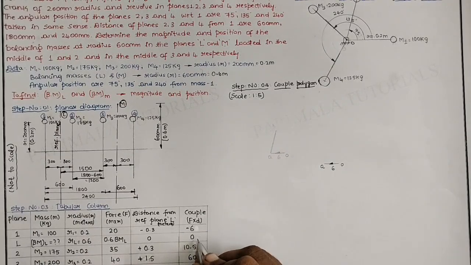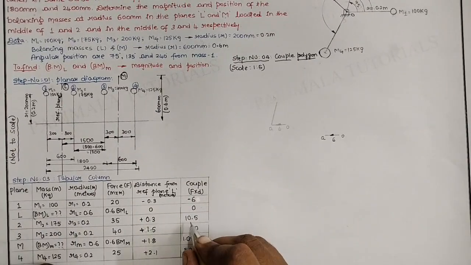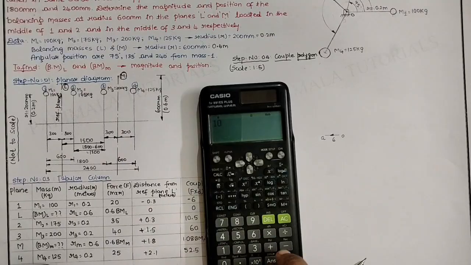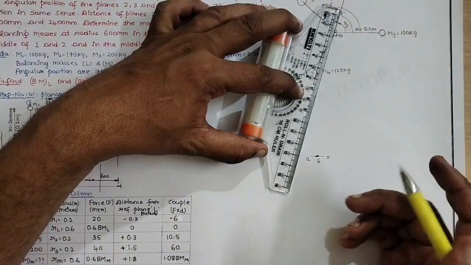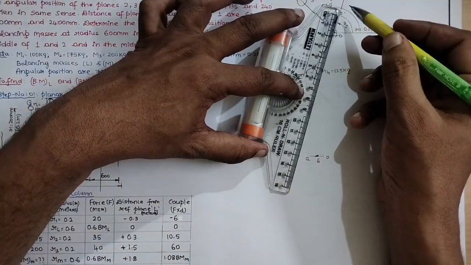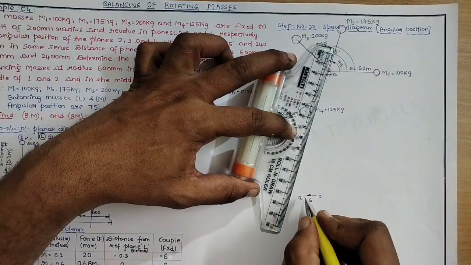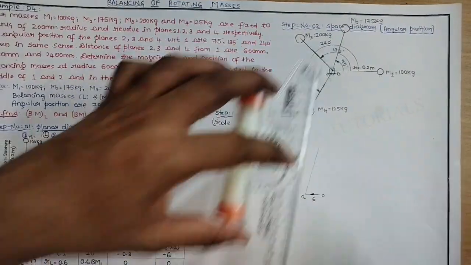Moving further, the balancing mass value here is 0. The couple on M2, the couple on mass 2 is 10.5. Once again, make use of calculator to get the reduced value. 10.5 divided by 5 is nothing but 2.1. Once again, make use of roller scale. Keep your roller scale along M2 from the space diagram, that is at an angle of 75 degrees. Move the roller scale towards the point A. Draw one more parallel line.